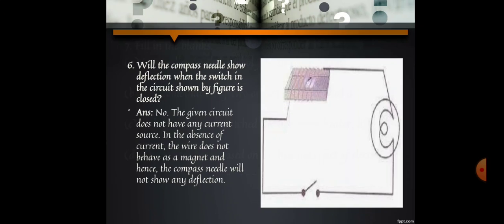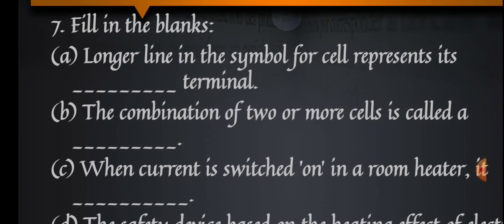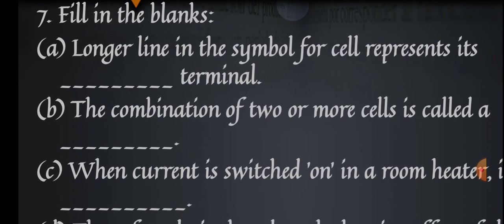Next question, filling the blanks. Let's play a small quiz for filling the blanks, in which I will give you 5 seconds for guessing the answers, and then we're going to discuss it. Here comes the first question. The longer line in the symbol for a cell represents its dash terminal. Your countdown starts: 5, 4, 3, 2, 1.